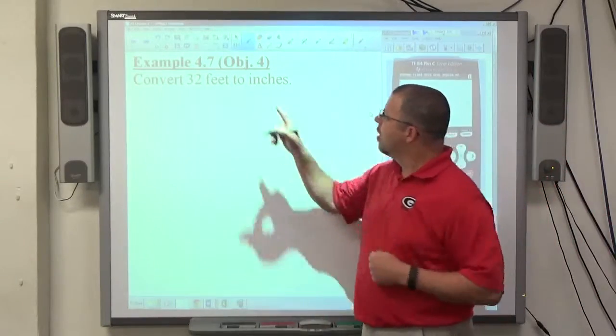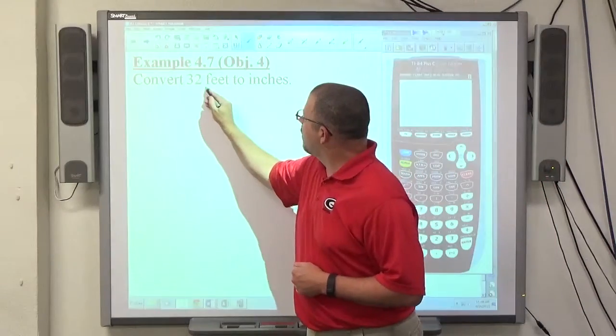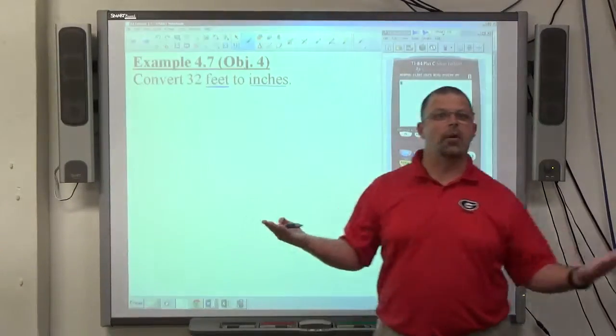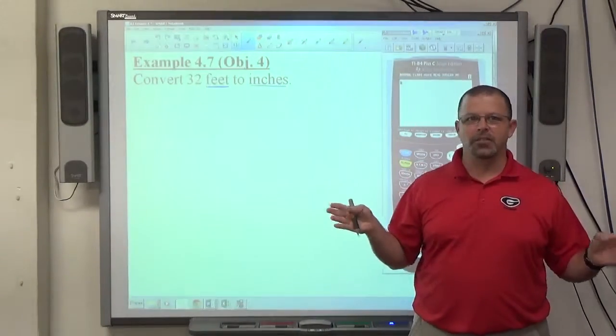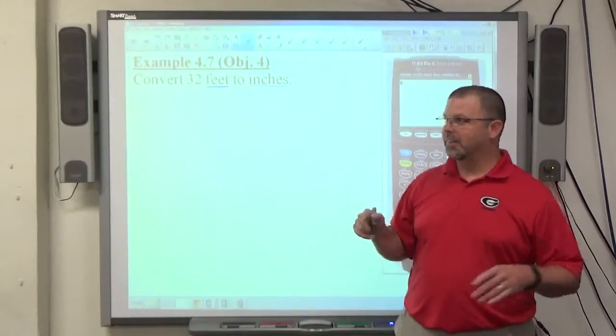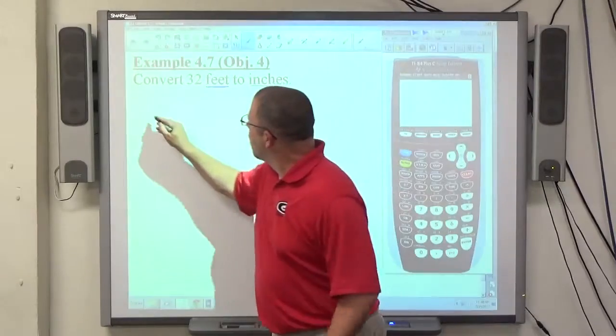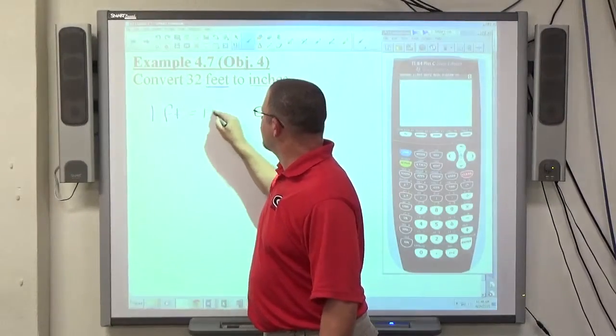So in this case, 32 feet to inches, I'm converting from a unit of feet to a unit of inches. And let's say I have to look that one up. We probably don't. I think you guys know this. But yeah, it's a little bit more than 10. Not quite 10. 12. That's big. There you go, 12. All right, so 1 foot equals 12 inches.